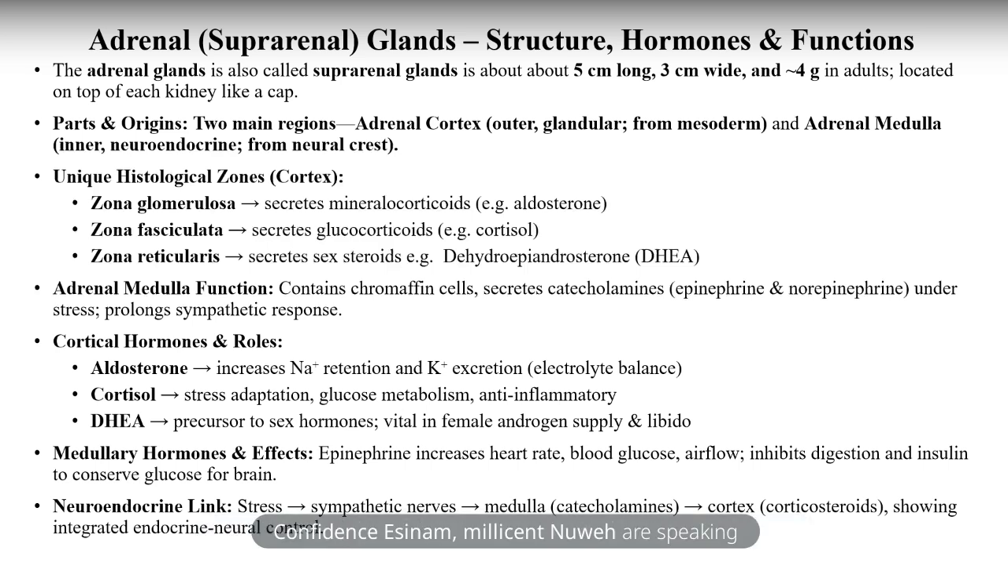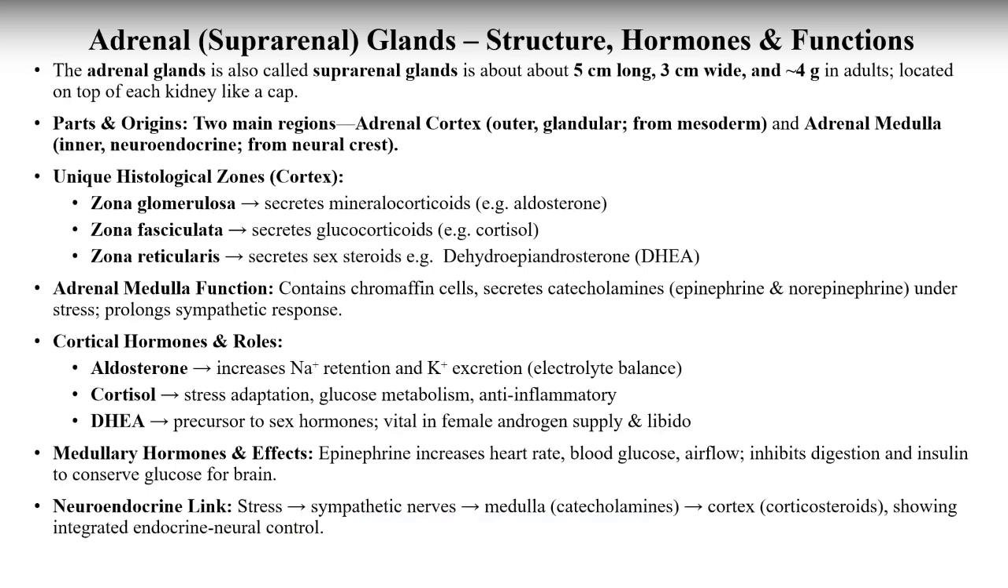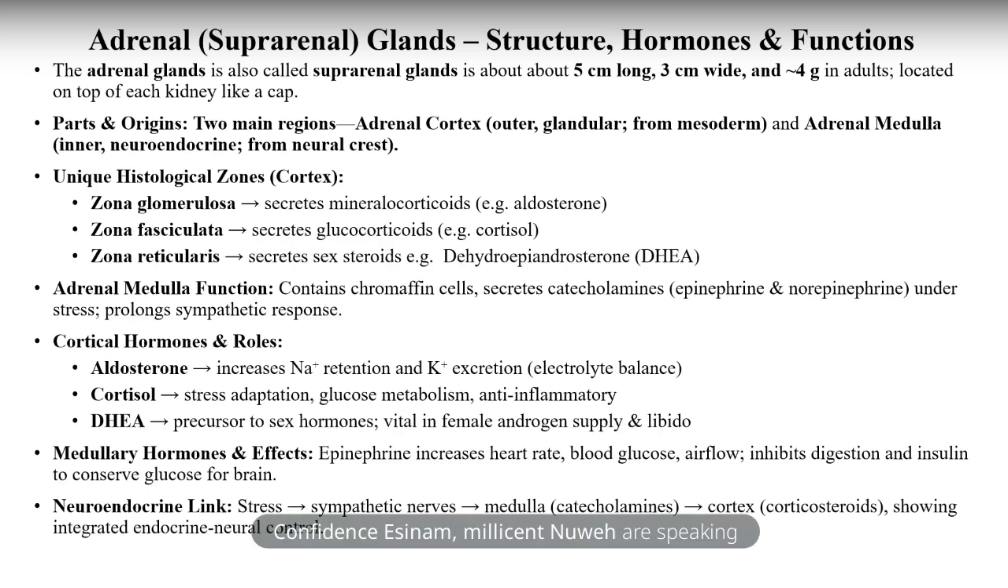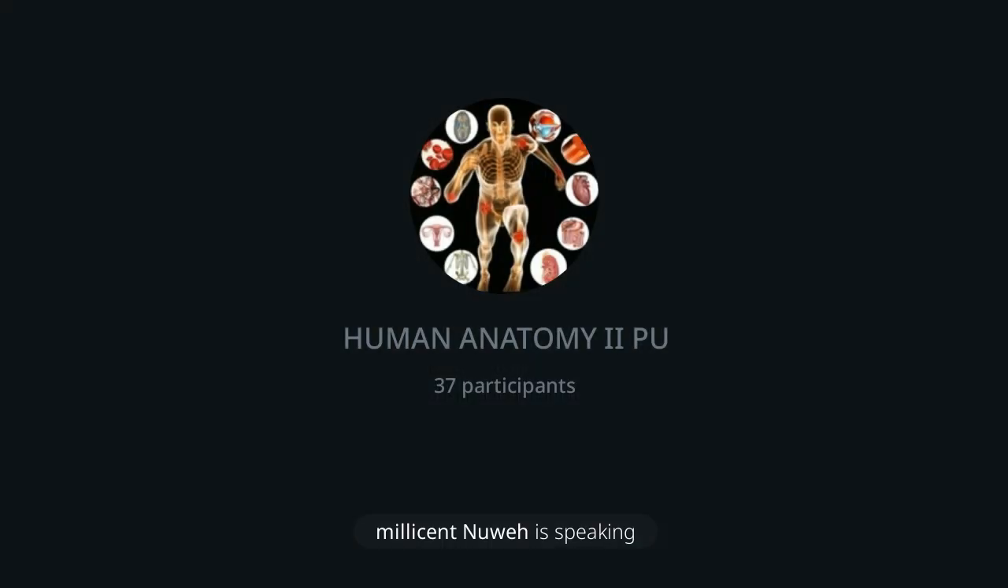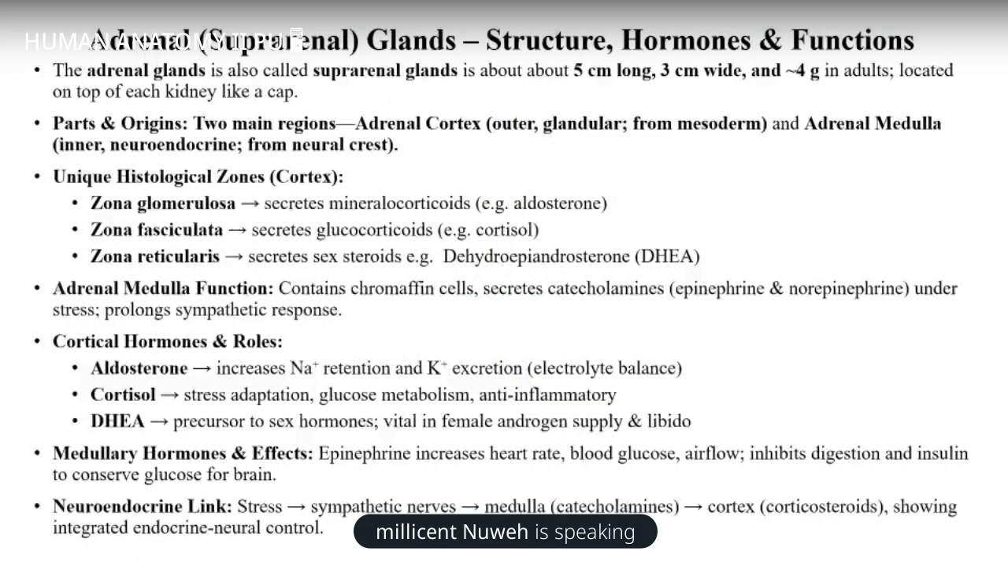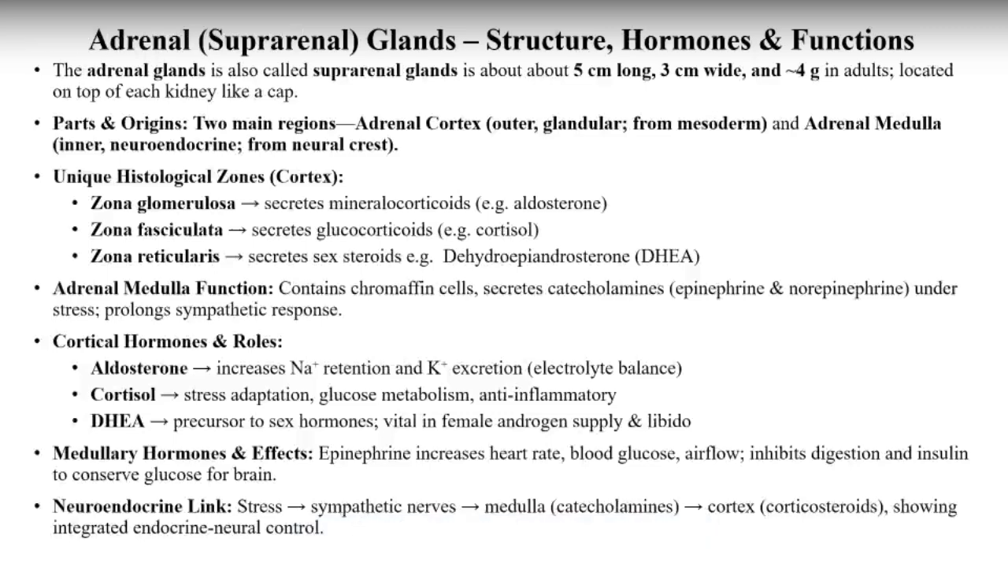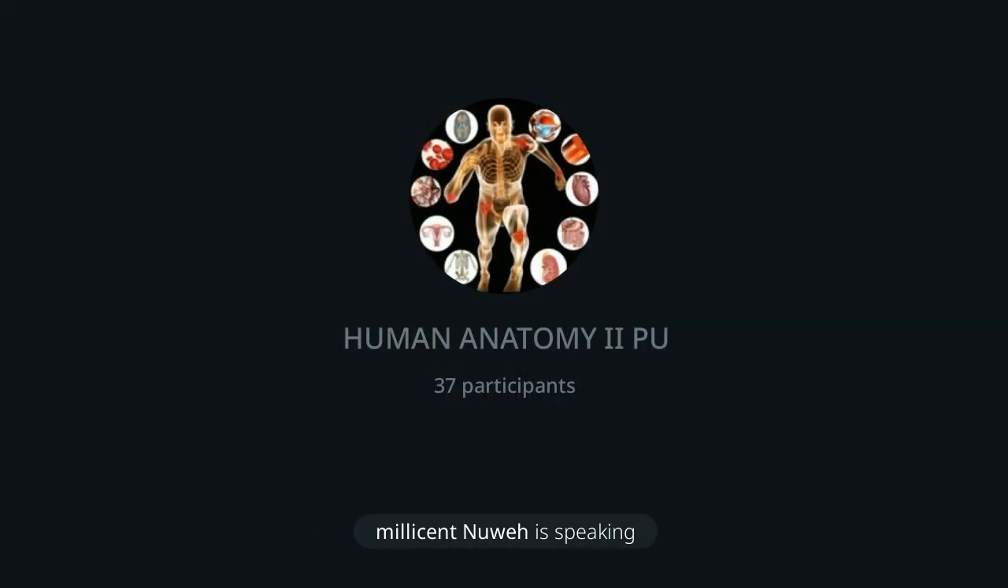So the parathyroid gland is behind the thyroid gland, and they are 4 in number, and it has 2 cells, which are the chief cell and the oxyphil cell. The chief cell produces parathyroid hormone, and the oxyphil helps the chief cell to produce that hormone. The parathyroid hormone increases the calcium level in the blood.